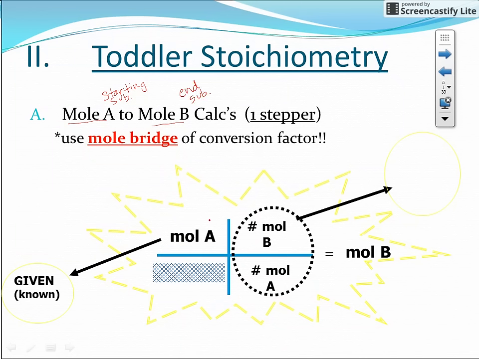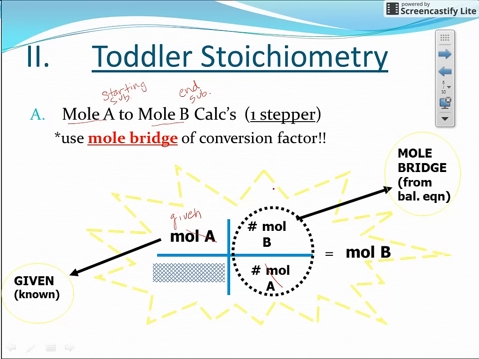Last chapter, we were going from A to A. We never changed our substance. In this chapter, we're going to need the mole bridge to cross over. So here's where your given will go. This would be your given, and it would have moles of A as the unit. And this is your conversion factor. In your mole ratio, moles of A will always go on bottom because you need moles of A to cancel out here. And moles of B would go on top because that's what you're trying to find.